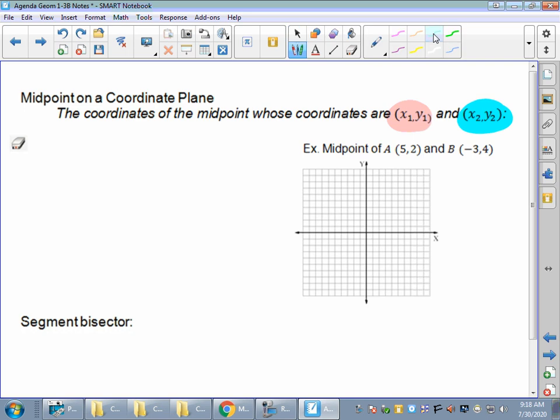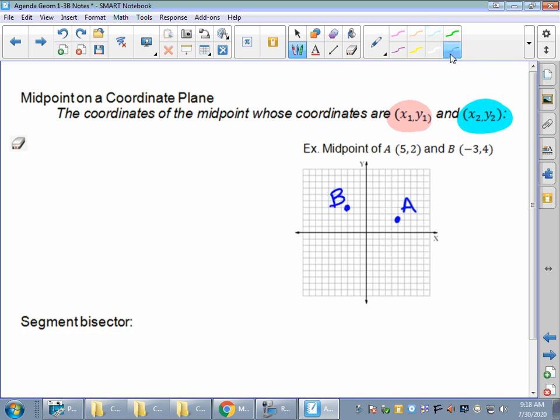The midpoint of point A and B. So A is at (5, 2). 1, 2, 3, 4, 5, 2. And don't forget, please label it point A. I'm going to tell you to label, draw diagrams for everything. Don't just put a point on that graph. B is at (-3, 4).